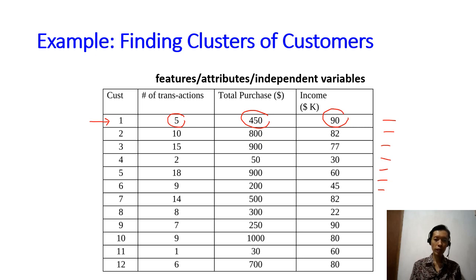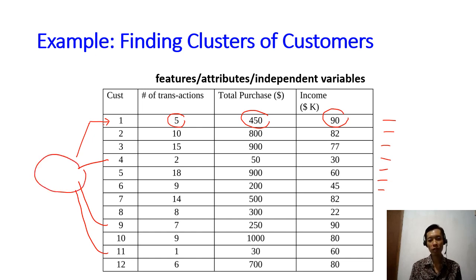So clustering means that we might want to see which customers can be grouped together because of their similar characteristics. Just for example, let's say customer 1 and customer 2, and customer 7 and customer 11, maybe they belong to one group because their number of transactions is small, their total purchase is also relatively small, but they have a high income. For example, it's just an example, okay? So don't look at the numbers. I was just making examples.